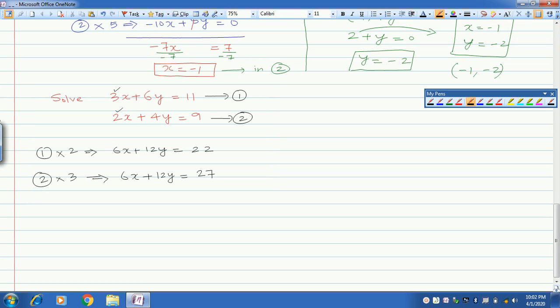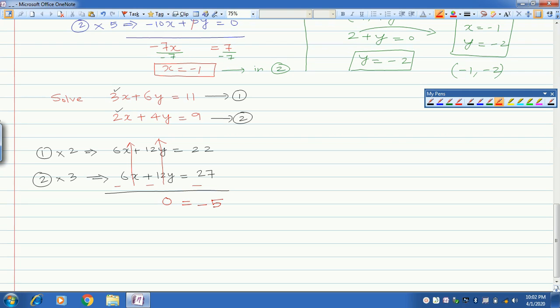Now, since there is no opposite sign, I have to change the sign. What is the change of sign? Here minus, here minus, here minus. And then what cancels? 6x, 6x cancel. 12y minus 12y cancel. Therefore it is equal to 0. Here you have minus 5.